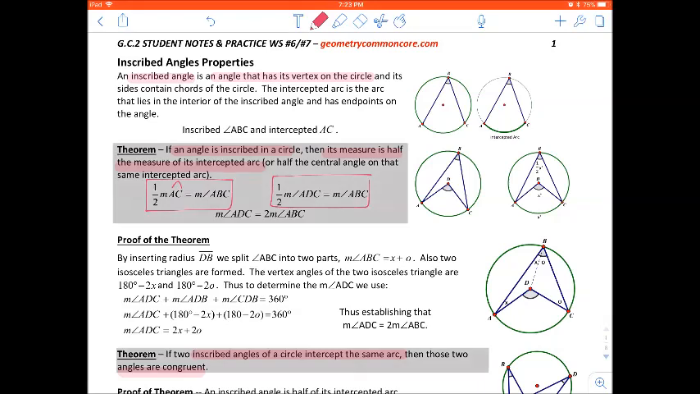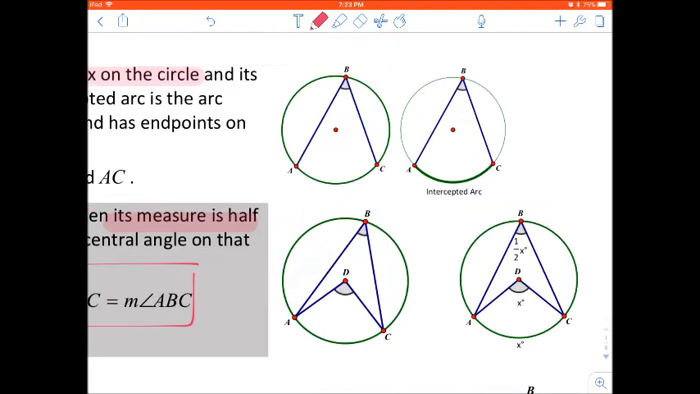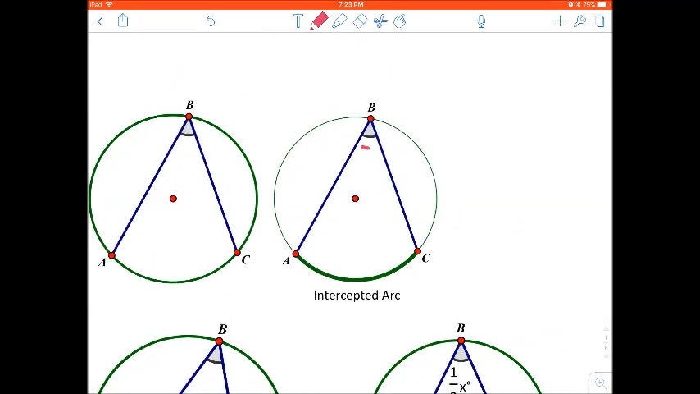Welcome to the G.C.2.6 and 2.7 notes. The goal today is to apply the properties of an inscribed angle. An inscribed angle is an angle that has its vertex on the circle. That's depicted for you in this first diagram here.